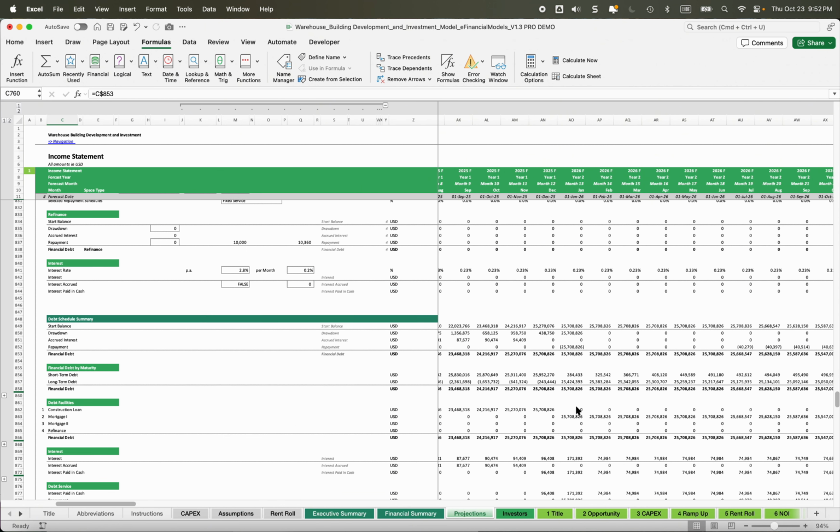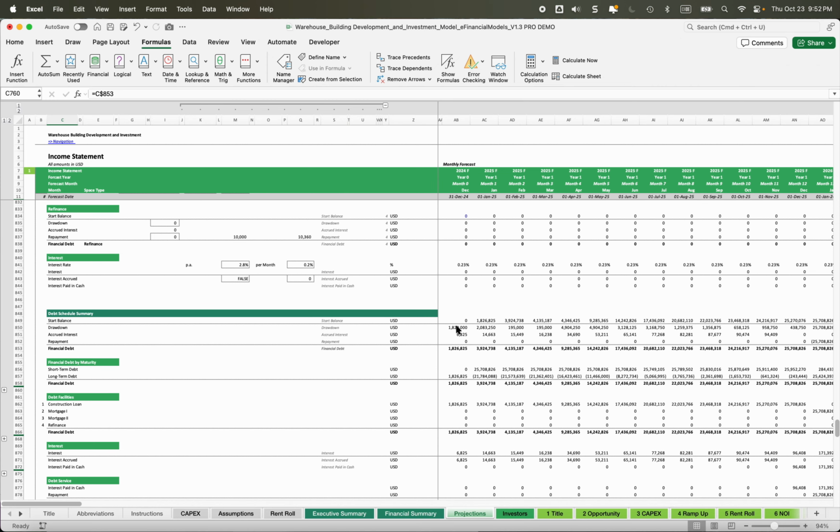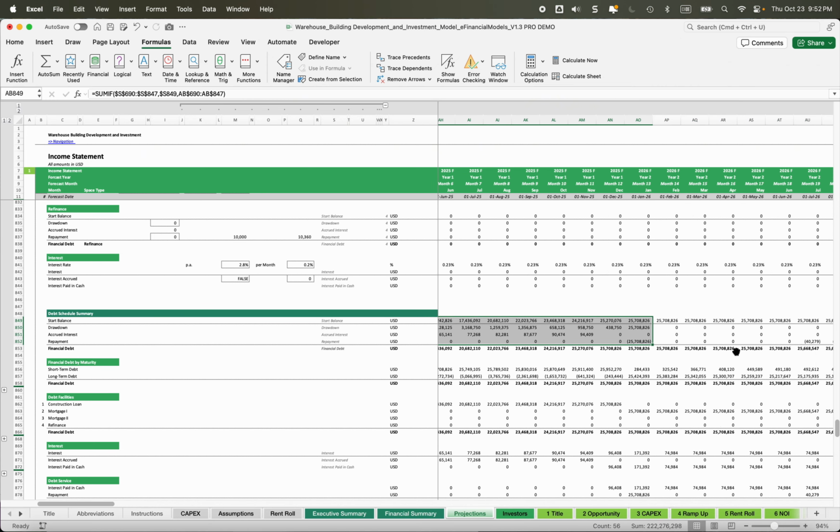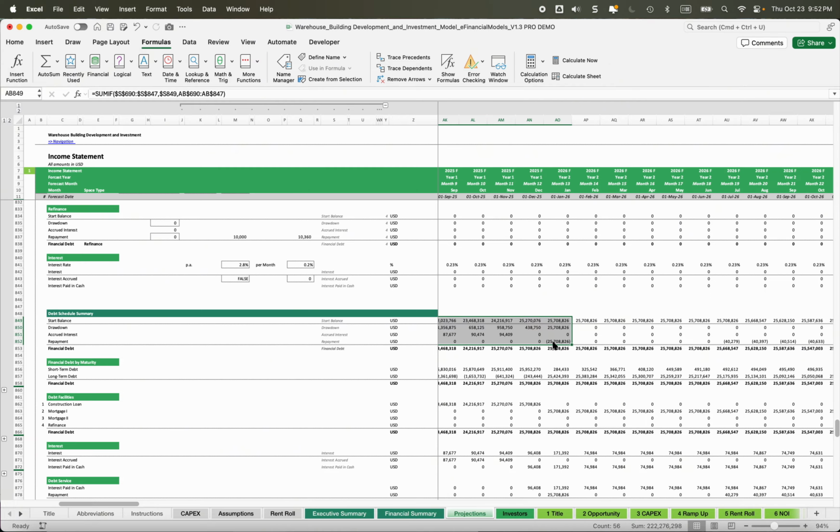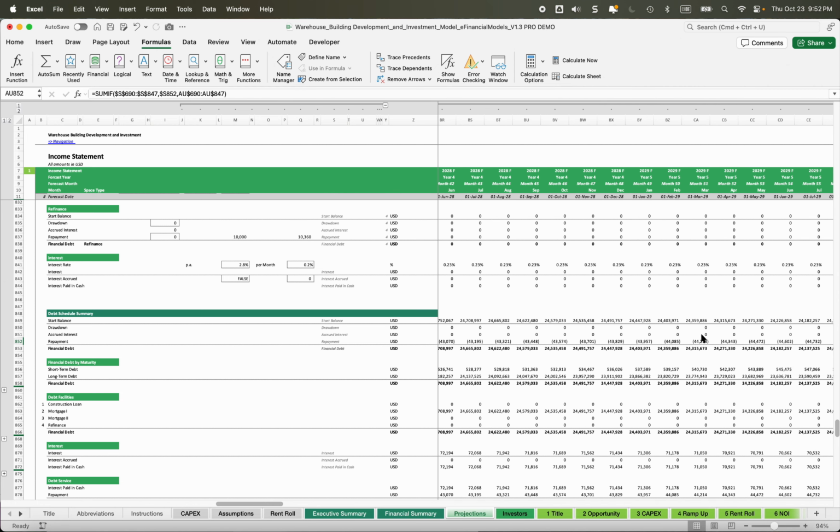And if we put this all together, we can see the whole debt schedule. So here we have the construction loan. Here we have the refinancing. It goes over to a mortgage. And then here we start to pay off the mortgage.